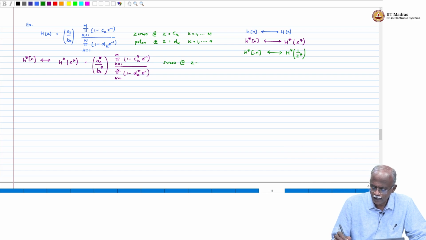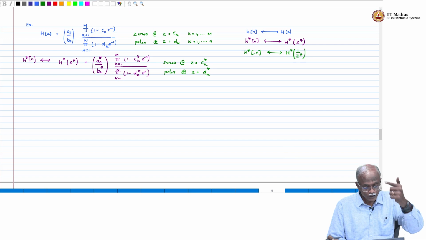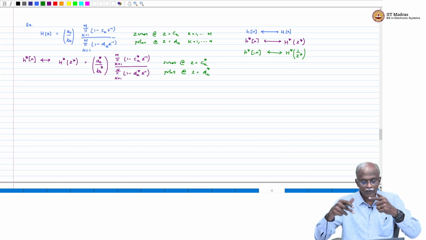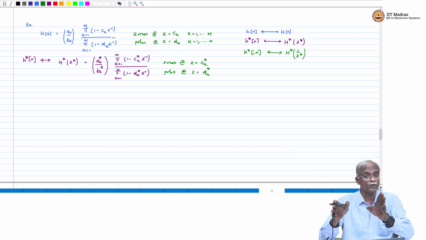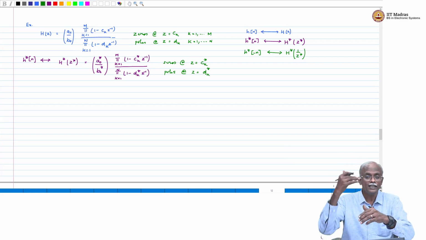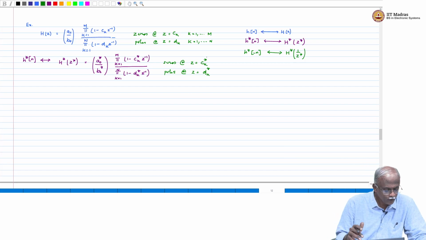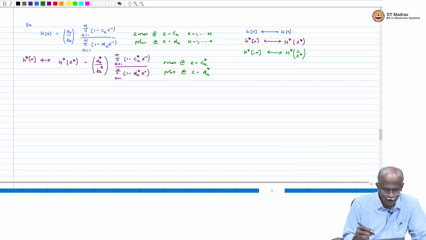So where are the zeros? Zeros at z equal to ck conjugate. More important, where are the poles? The poles are at z equal to dk conjugate. In terms of region of convergence, both h of z and h conjugate of z conjugate will have the same region of convergence. Why? Because both have the same pole locations, same pole radius. They are at conjugate locations, that does not matter. So in terms of the radius, you get the same. That is an important aspect.